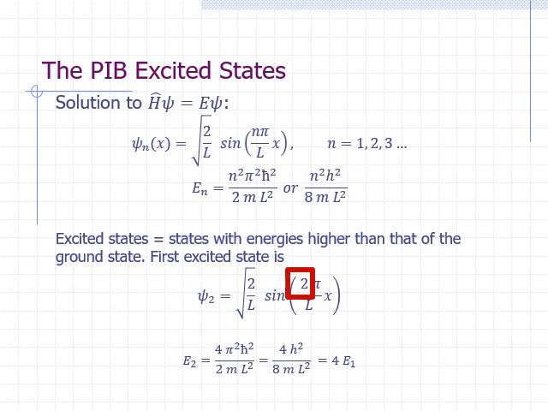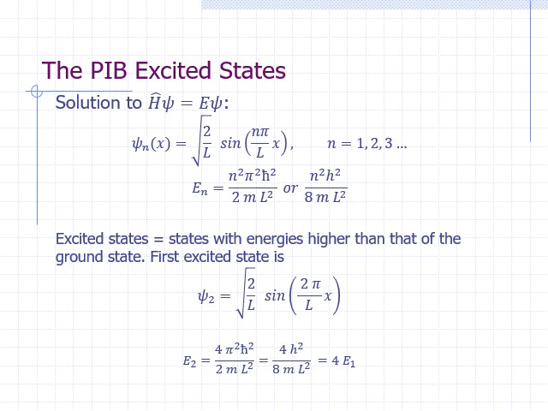The energy of the first excited state is E sub 2. Plugging in 2 for n in the expression for E gives us 4 pi squared h bar squared over 2mL squared, or 4h squared over 8mL squared. It's easy to see that this is just equal to 4 times E sub 1, where E sub 1 is the ground state energy. Note that in general, E sub n is just equal to n squared times E sub 1. What is the energy of the third excited state of a PIB?